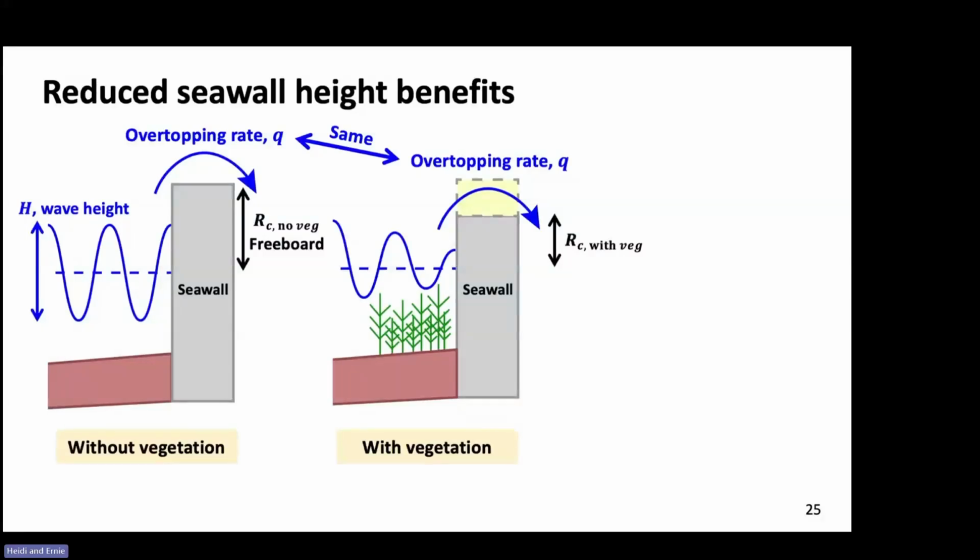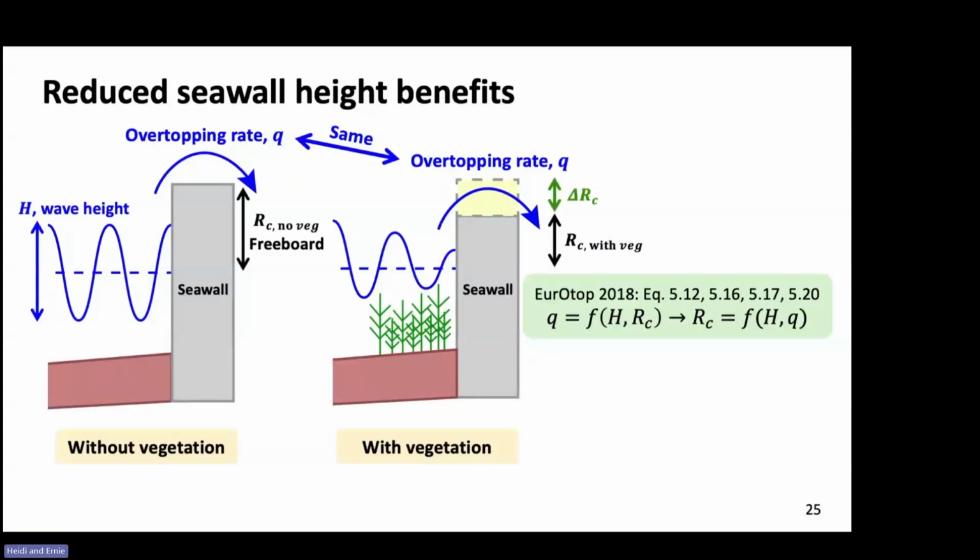Because vegetation drag produces wave attenuation, the waves at the seawall are smaller. As a result, you don't need as much of a seawall. This translates into a savings of seawall heightening, and it can be computed using the EurOtop 2018 manual. Specifically, this can translate into the monetary cost savings for reaching the same coastal protection value.